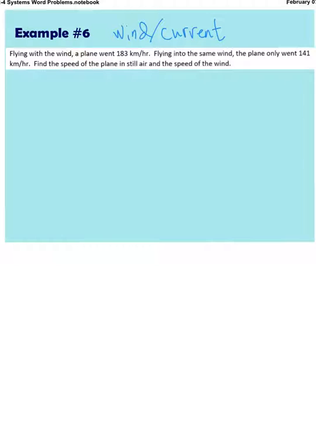If we're flying with the wind, or if we're flying with a tailwind, then that means that we are going in the direction of the wind and it's helping move us along, so we're going faster. Whereas if you fly against the wind or a headwind, you're going against the direction of the wind. It's going to slow you down.